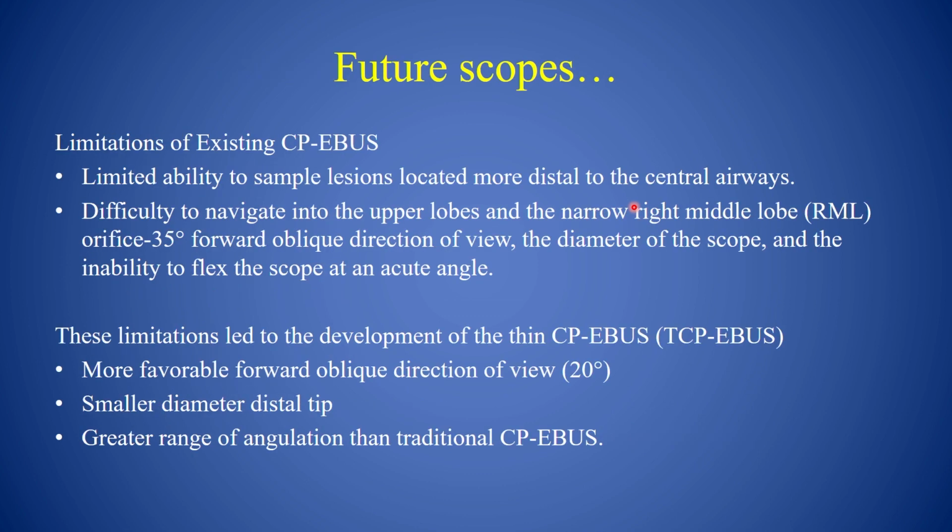Just a couple of last slides. What the future holds, there are a few limitations with the existing convex probe EBUS. The difficulty to navigate the scope in the upper lobes or the narrow right middle lobe, the forward viewing angles. All these limitations has led to more research into development of thinner convex probe EBUSs, which will have a more favorable forward viewing angle, smaller distal tip, and a greater range of angulation.